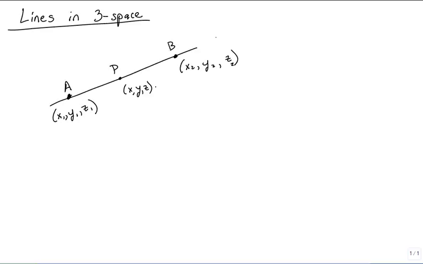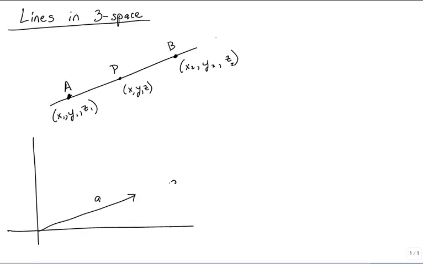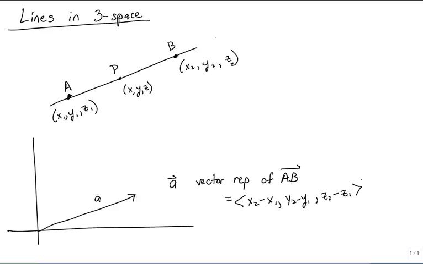So let's go down here and draw the axis. And let a be the vector representation of AB. Let's say a vector AB. So that's going to be x2 minus x1, y2 minus y1, and z2 minus z1. So it's in the same direction, same length as the ray AB.